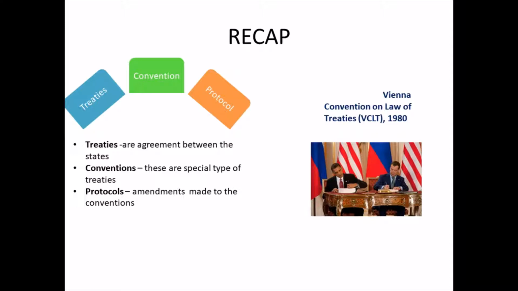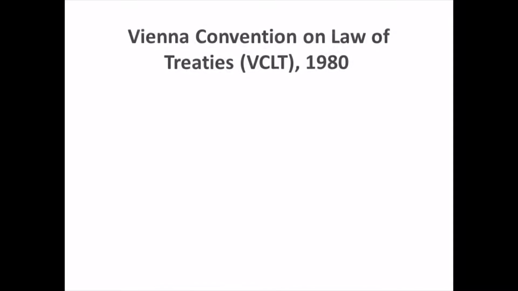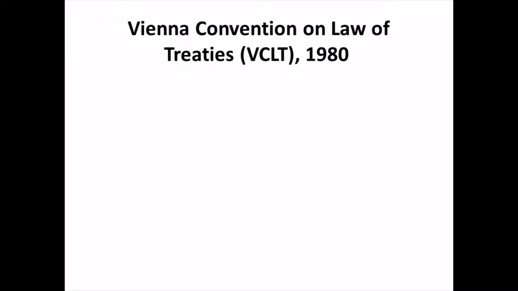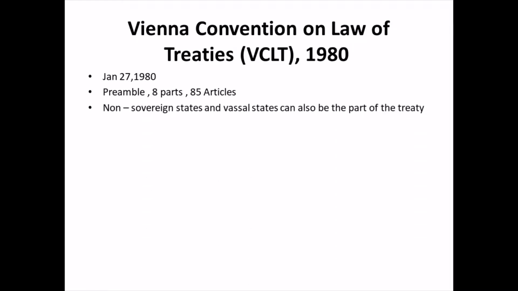From this we will understand about treaties, the formation of treaties, the registration process, and the basic definition that was explained in the treaties. The Vienna Convention on Law of Treaties, commonly known as VCLT, came into force on January 27th, 1980. It consists of a preamble, and the entire treaty is divided into 8 parts and 85 articles.